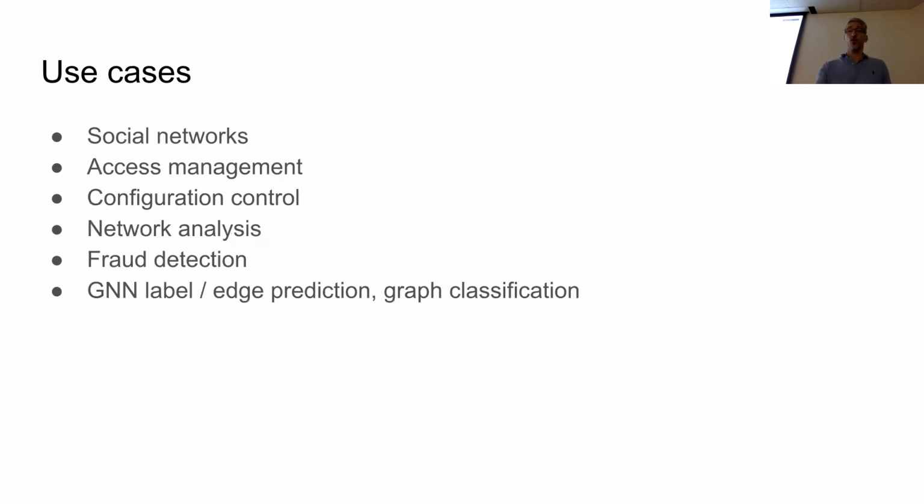Using this data model, we can see property graphs show up in all sorts of different use cases. The most natural one to think about is obviously social networks, but we also see those graphs pop up in use cases such as access management and configuration control, network analysis, fraud detection, and now with the upcoming graph neural networks, where someone might use these to do either label or edge prediction, for example, to try and categorize a new node that has been introduced: what would be the label that is associated with it? Or you can even try and classify an entire graph under a number of different categories.